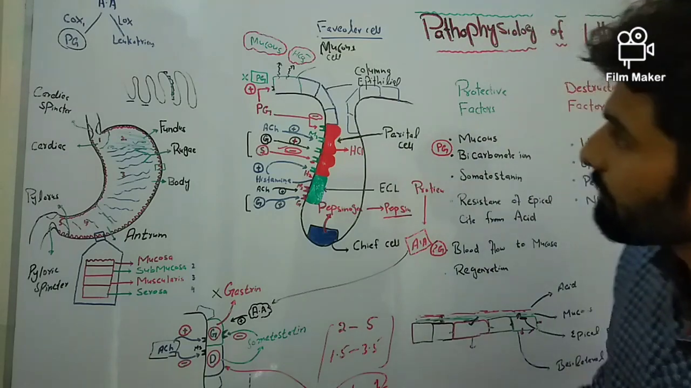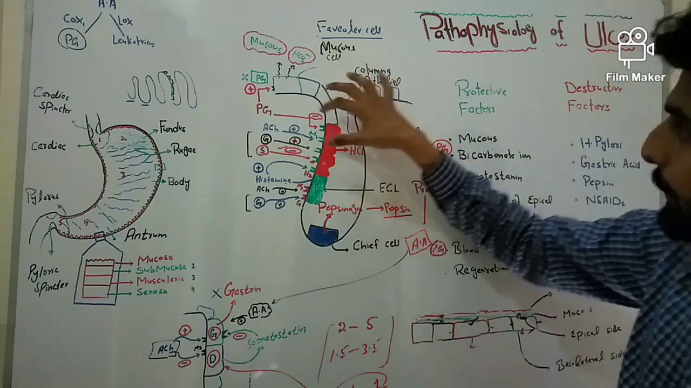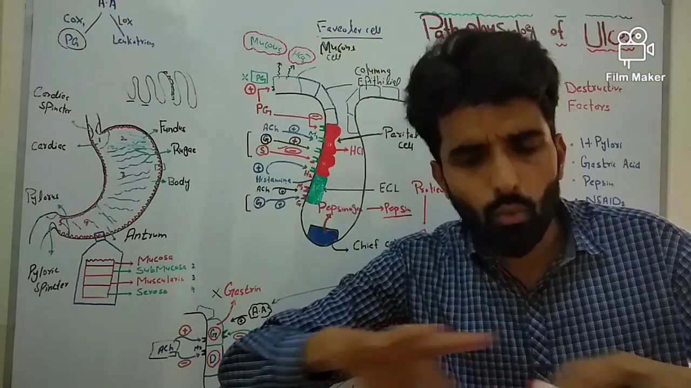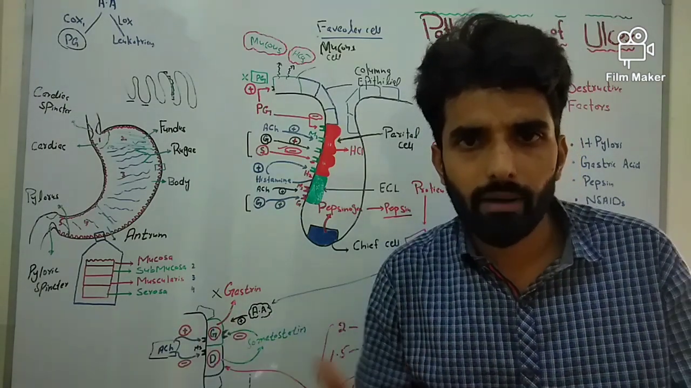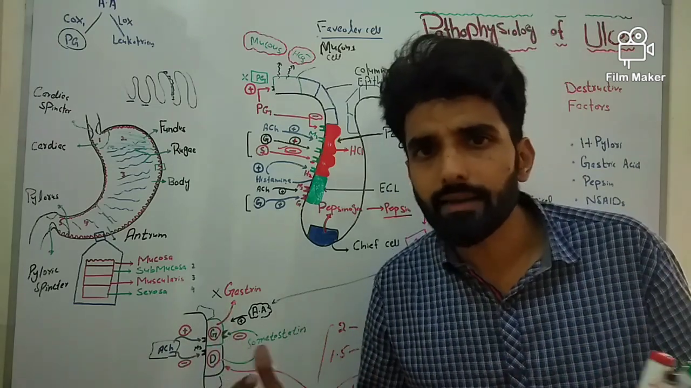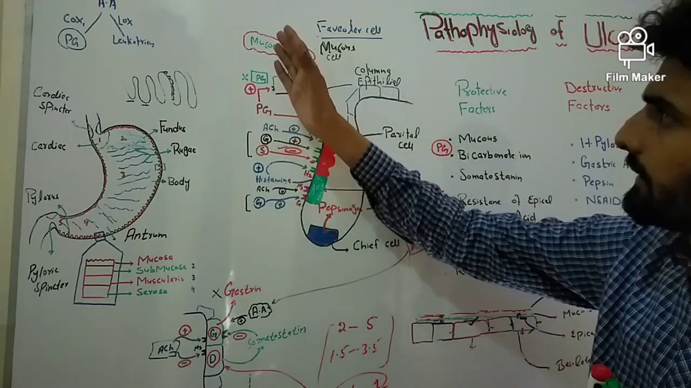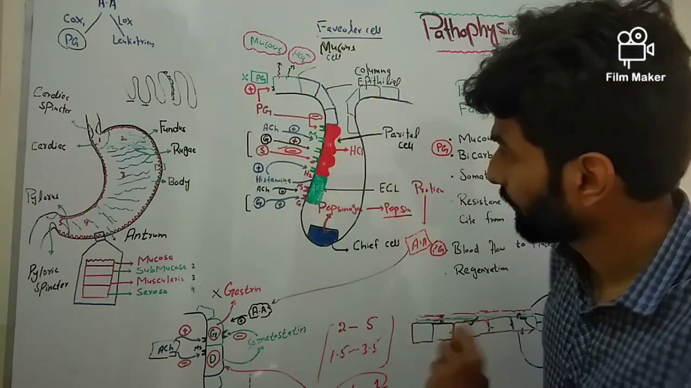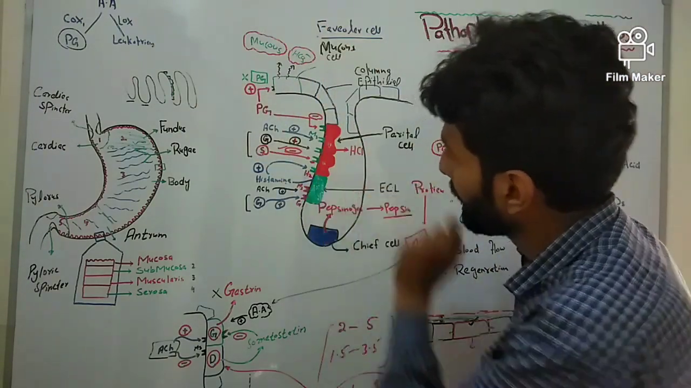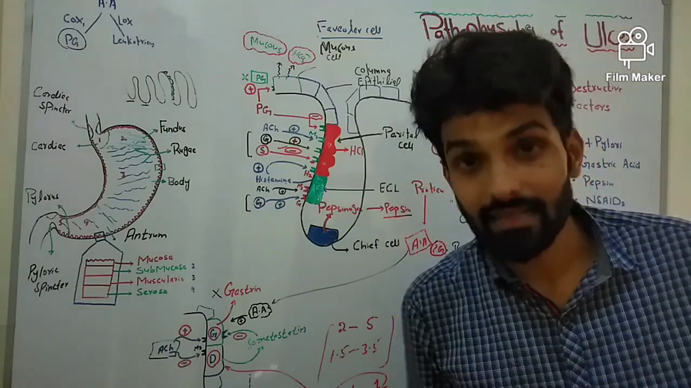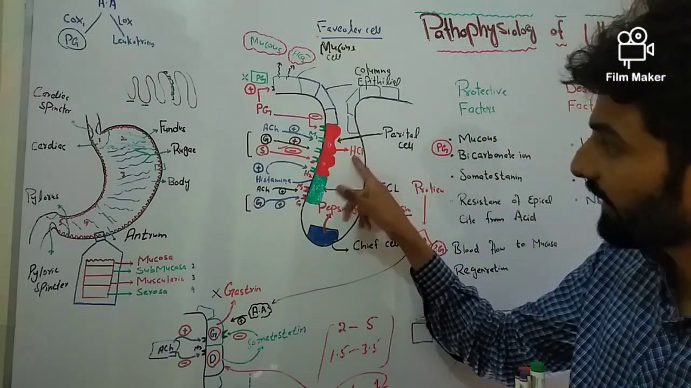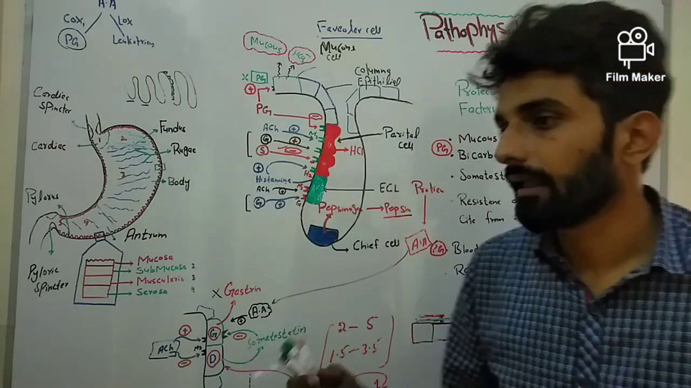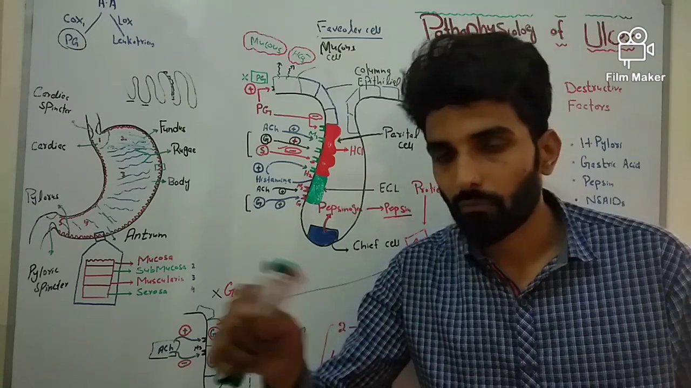Other than foveolar cells, you can see columnar epithelial cells. Columnar epithelial cells are present throughout the GIT. But other than columnar epithelial cells, there are some other secretory cells, which include foveolar cells and the most important cells, the parietal cells. Parietal cells are responsible for the secretion of HCl, and because of this HCl, the pH of the stomach is always low, approximately 2 to 5.